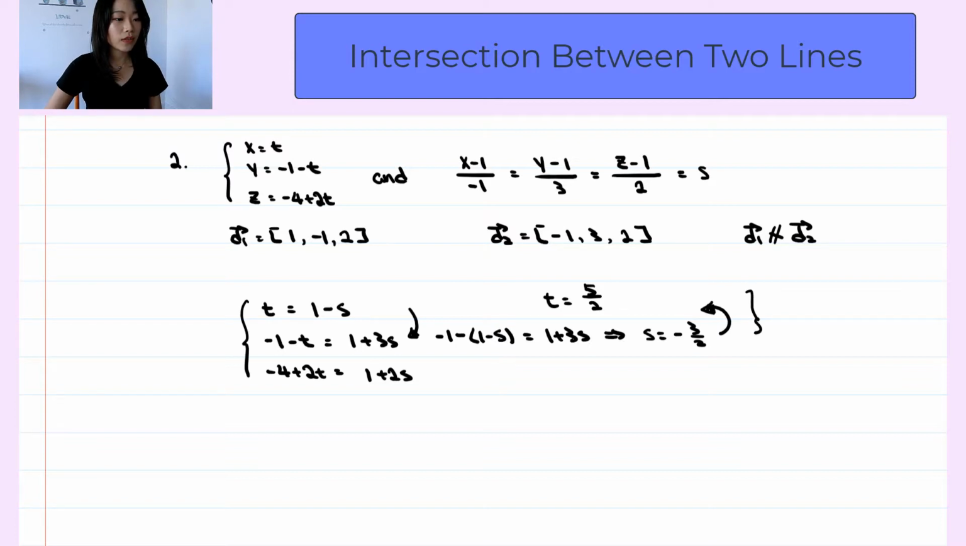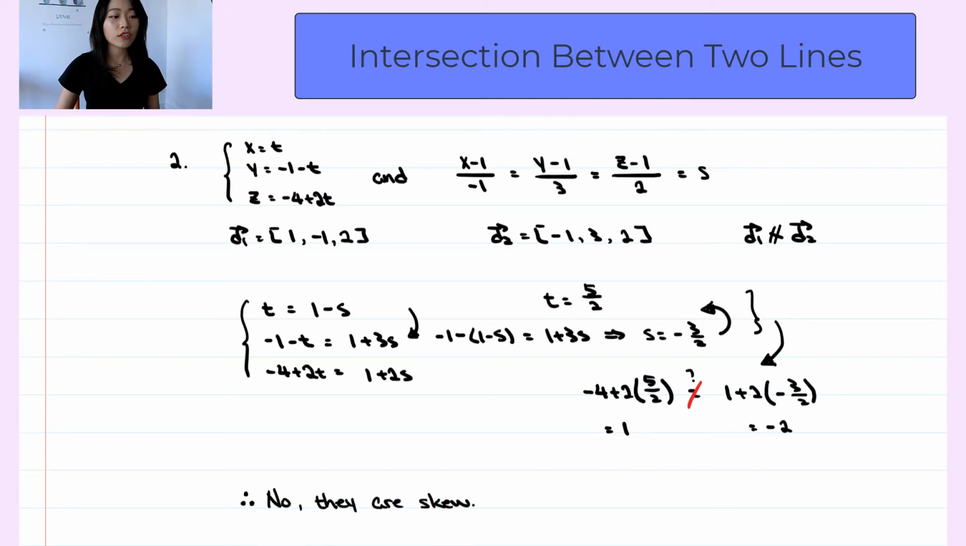Then I'm going to substitute this t into the third equation. Thus, negative 4 plus 2 times 5 over 2 equals 1 plus 2 times negative 3 over 2. On the left, I have negative 4 plus 5, that equals 1. On the right, I have 1 minus 3, that equals negative 2. This equal sign does not hold. So the answer is no. The 2 lines do not have an intersection point. They are non-parallel and they are skew.